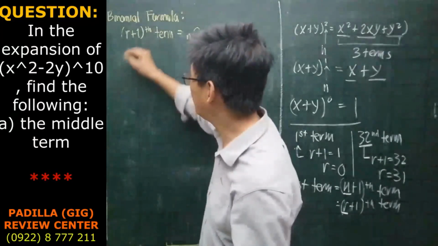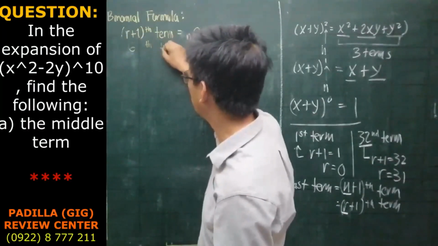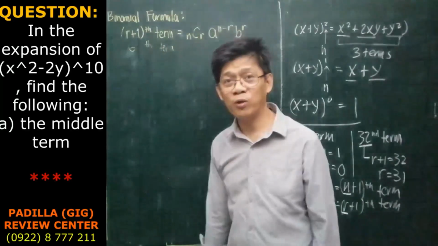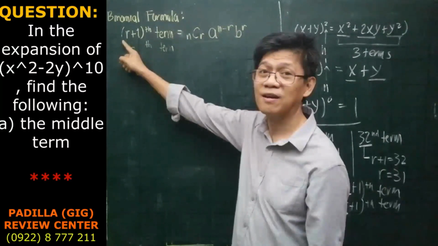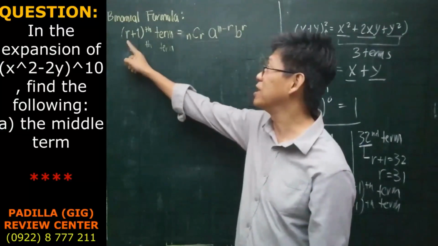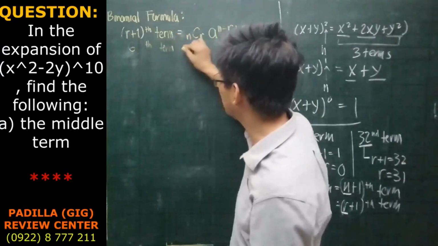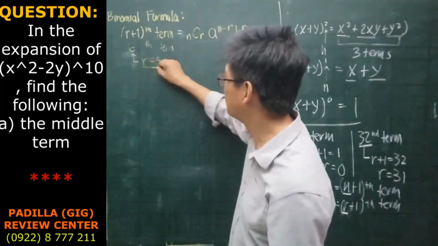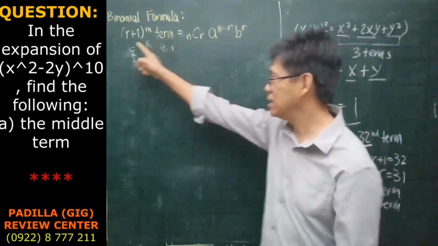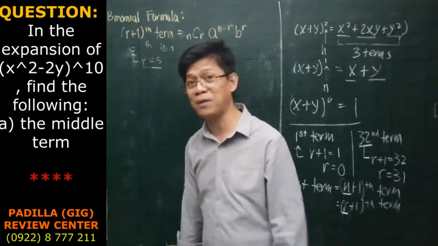So, we are looking for the 6th term. If we're looking for the 6th term, what is r to make the 6? 1 lower than this. It must be 5. So, in here, for the 6th term, r is 5. Our n is 10. Right? Once you know the r, the problem is done.